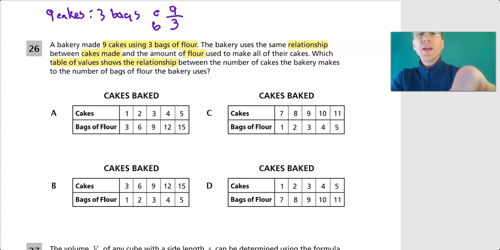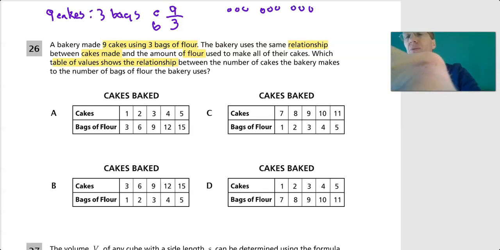If I actually were to draw that, if I had 9 cakes, it might look like 1, 2, 3, 4, 5, 6, 7, 8, 9. And if I had 3 bags of flour, maybe I'll use this color for flour, I might have 1, 2, 3 bags of flour. So that's kind of what this means. 9 cakes, there's my 9 cakes, for 3 bags. This is supposed to be a B right here.